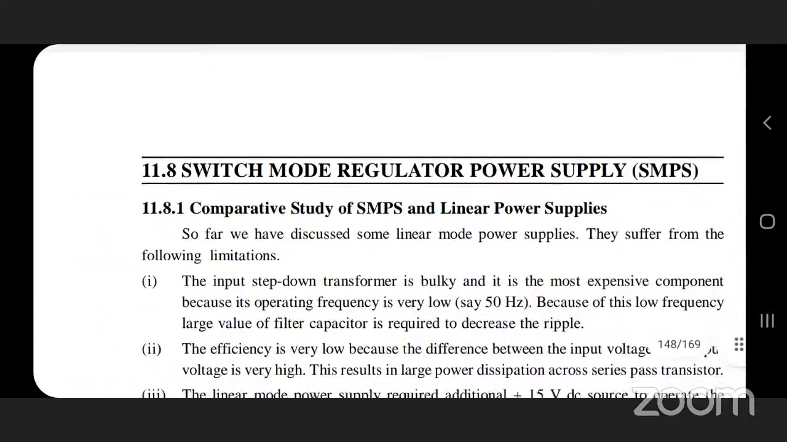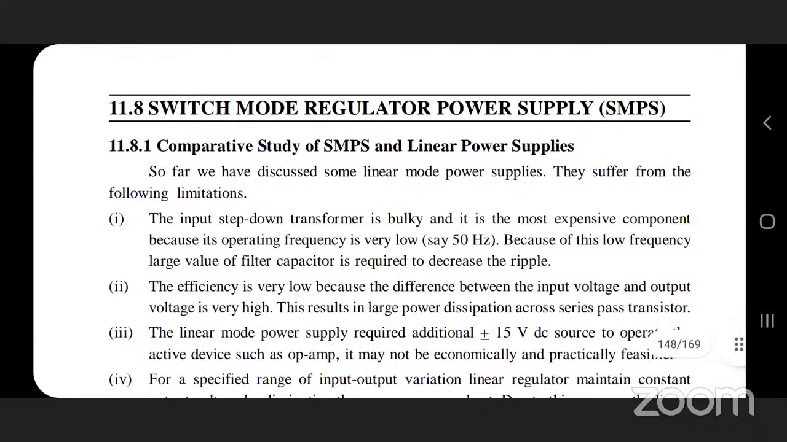Next, what is a switch mode regulator power supply, SMPS? What are the limitations of this SMPS? The input step down transformer is bulky, and it is the most expensive component because its operating frequency is low.